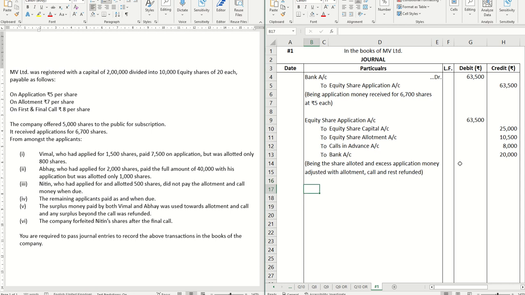All right. The next journal that we have is making the allotment money due. So let's do it. Equity share allotment account debit to equity share capital account. This will be for 5,000 shares at the rate rupees 7, which is 35,000, being allotment money made due.